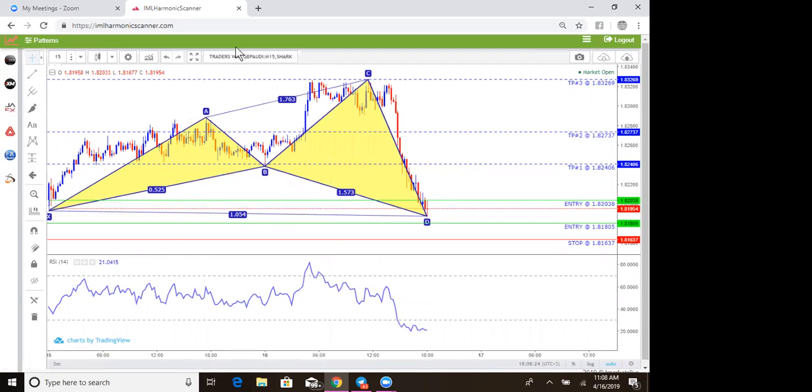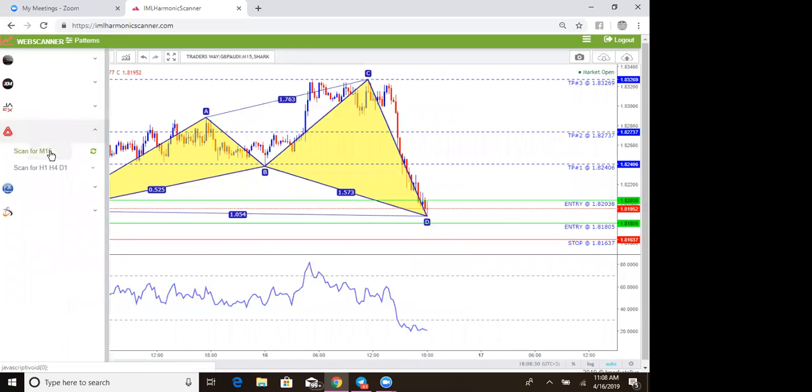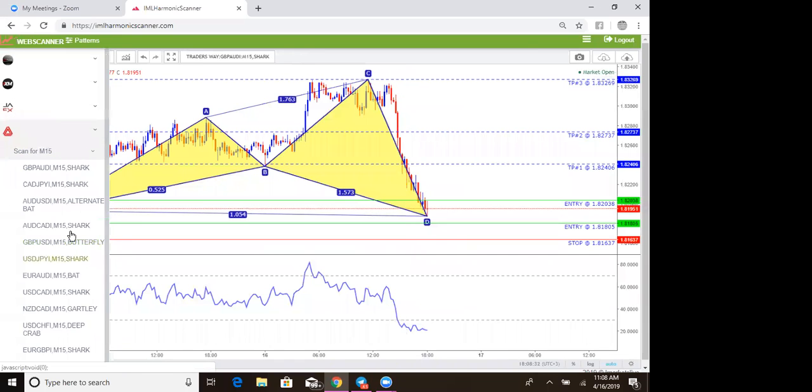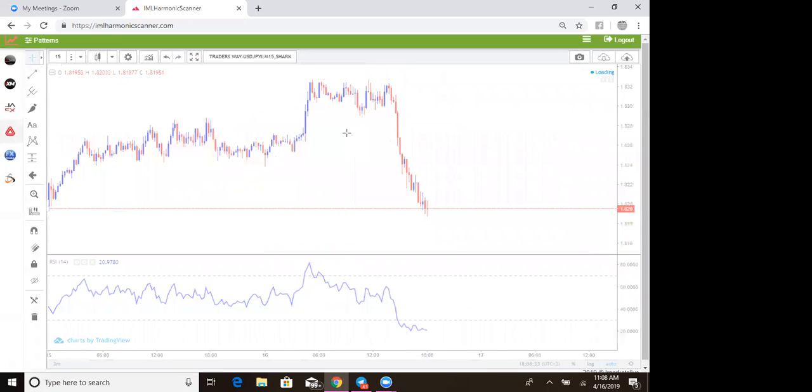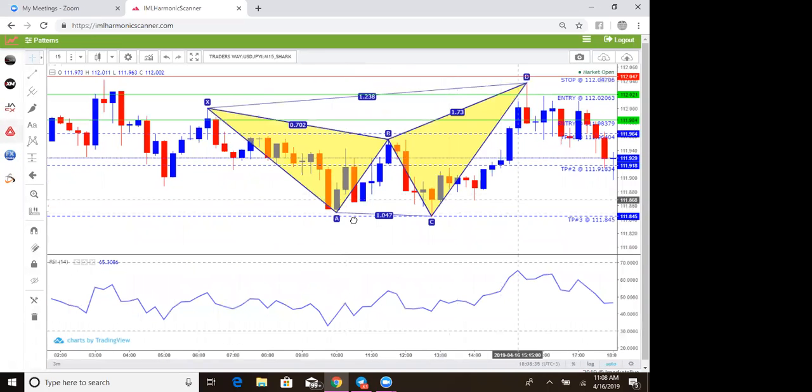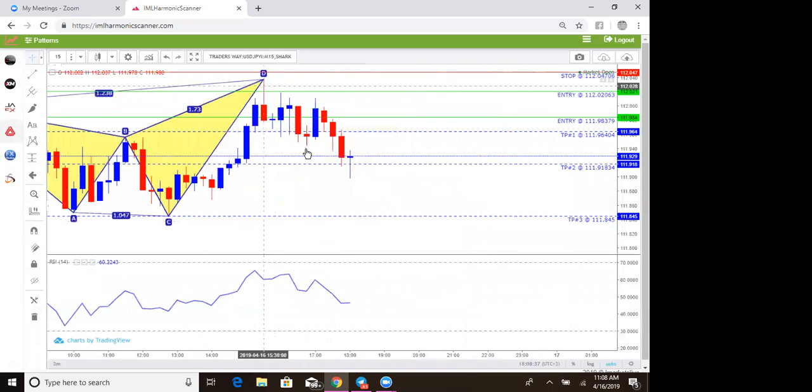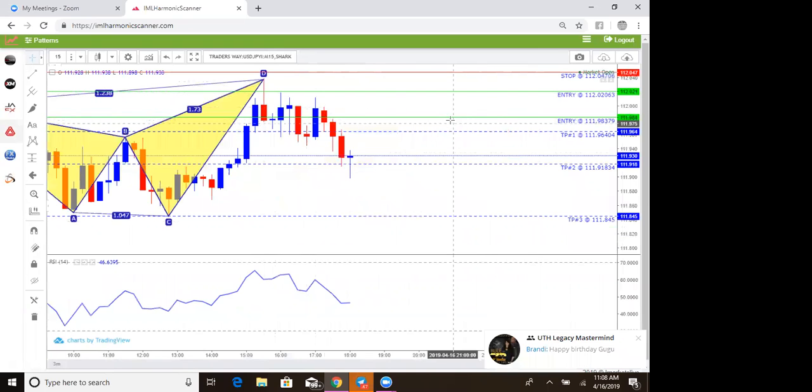Okay, so here's actually a trade setup that I took off of the harmonic scanner this morning. USD JPY for a sell. And as you can see, it has two entry points. This was the entry point right here. And this was also a secondary entry point, okay?